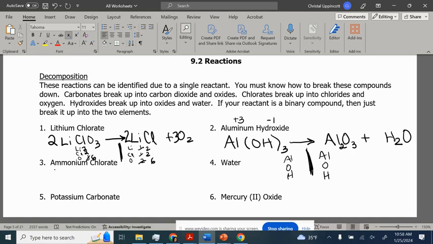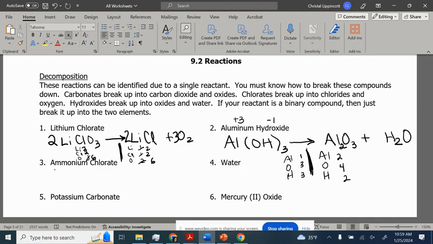Because it's not OH here as well, that's not going to work. So we're going to have to break it out because we've got oxygen here. All right, we've got 1 aluminum, we've got 3, and we've got 3 over here. We've got 2, 4, and 2. I got the 4 for oxygen because I've got 3 here plus 1 here gives me 4.